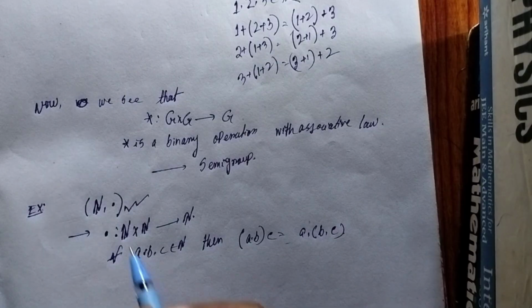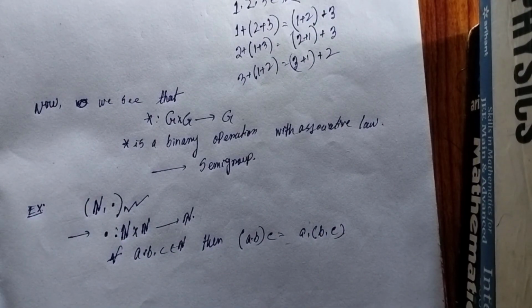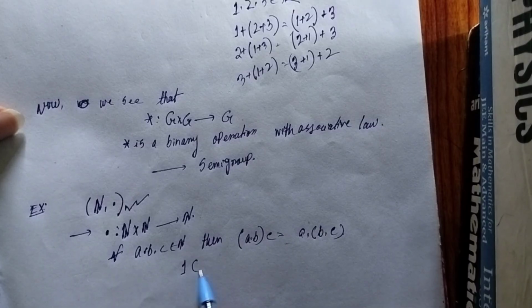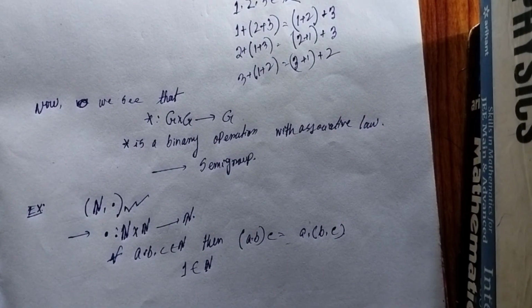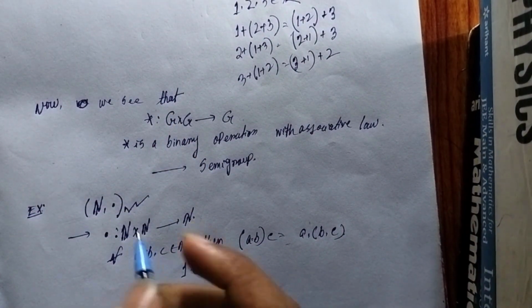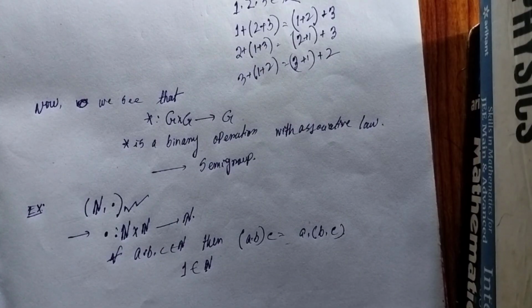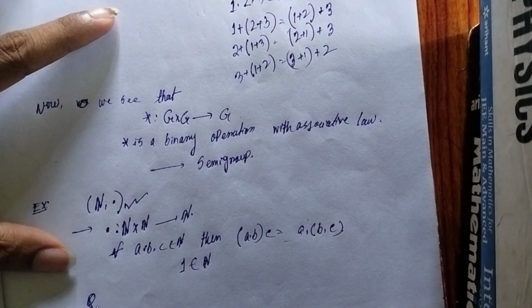Is there any identity in the natural numbers? Yes, there is an identity: 1 belongs to N. So the identity is there, but no inverse. There does not exist any inverse. So this is a semigroup, and yes, there is an identity, that's another thing, but this is a semigroup. We can say that N under multiplication is a semigroup. Similarly, Q under multiplication is also a semigroup.